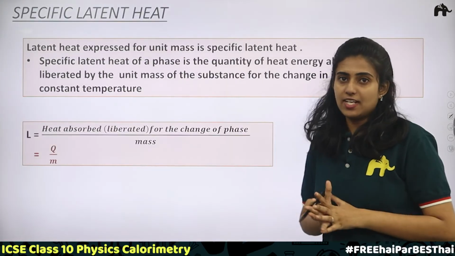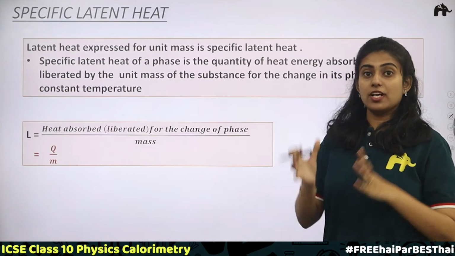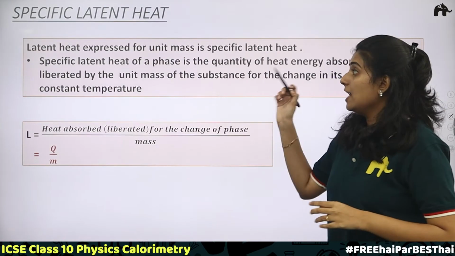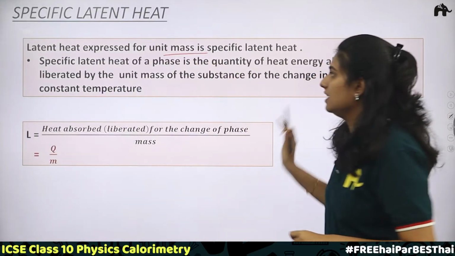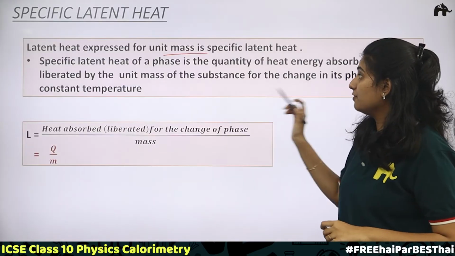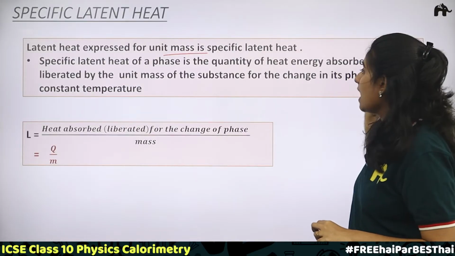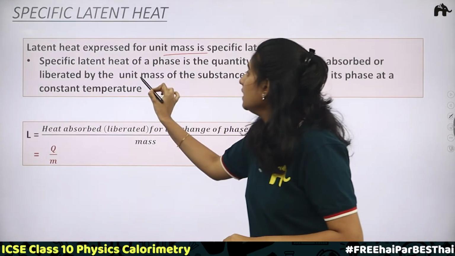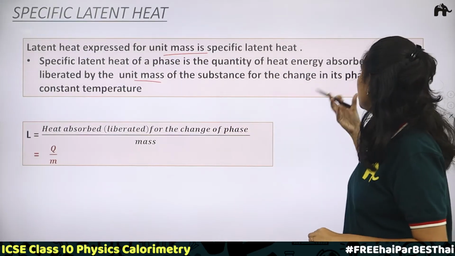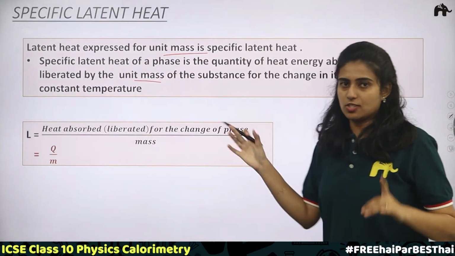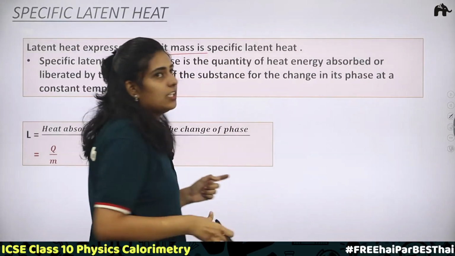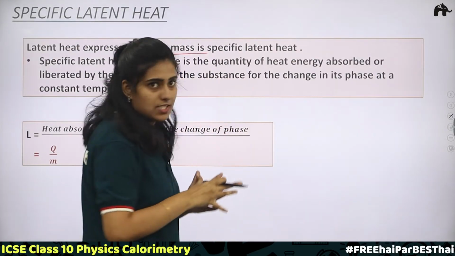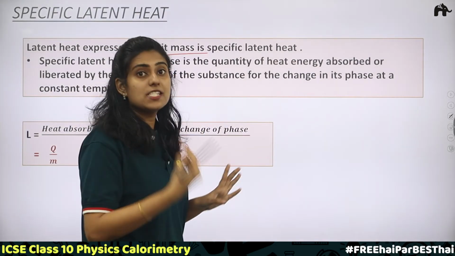Specific latent heat is when you consider a given mass of a substance. So, latent heat expressed for unit mass is specific latent heat. Specific latent heat of a phase is the quantity of heat energy absorbed or liberated by the unit mass of the substance for the change in its phase at a constant temperature. When you define latent heat, we didn't mention mass. But when you are taking a unit mass, a given mass of a substance, it becomes specific latent heat.